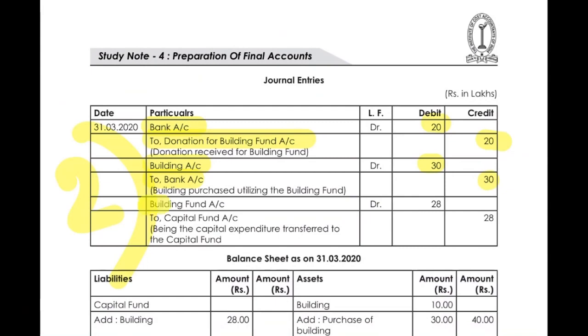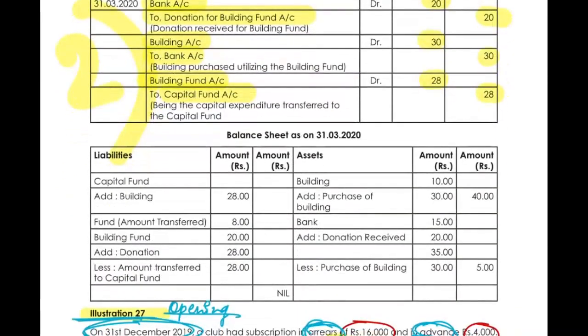However, my building fund account only had a balance of 28 lakhs. So that is why I will debit only 28 lakhs and transfer it to what? My dear capital fund account, 28 lakhs. And based on this, I will prepare my balance sheet.